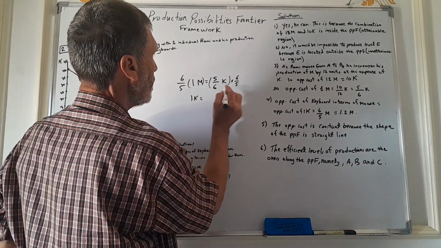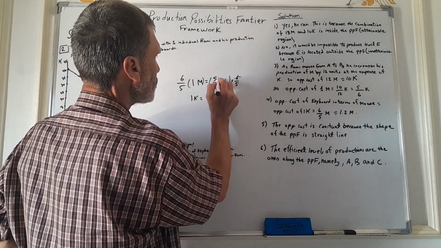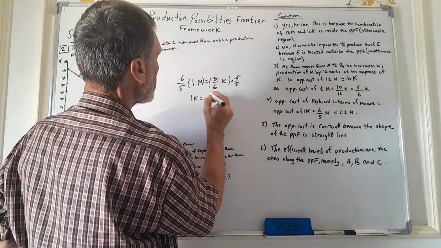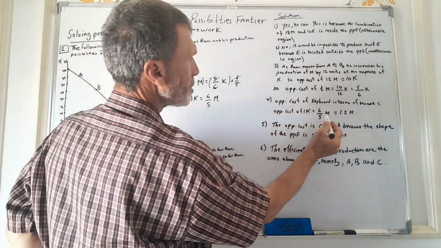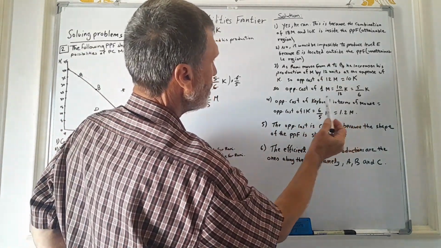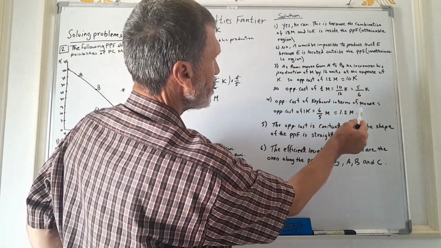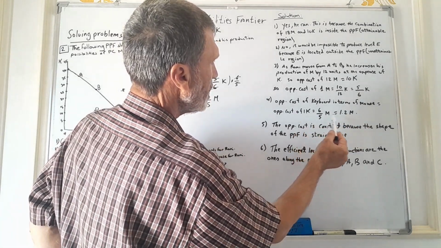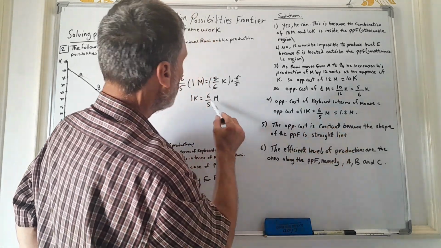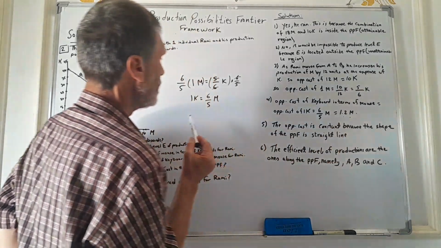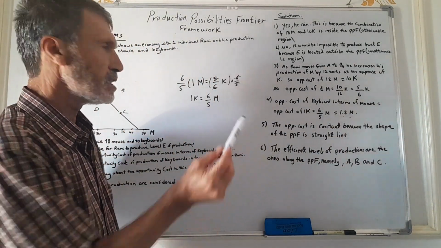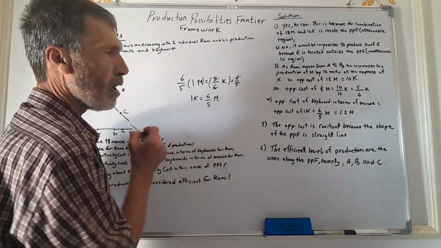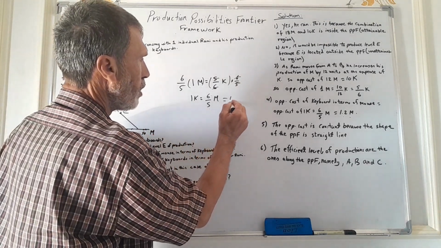So what do we get here? The 6s and 5s cancel. So one keyboard equals what? 6 over 5 mouse. What is that? The opportunity cost of a keyboard in terms of mouse. One keyboard is equal to 6 over 5 mouse, which is equal to 1.2 mouse. So the opportunity cost of keyboards in terms of mouse is 6 over 5 mouse, which is equal to 1.2 mouse.